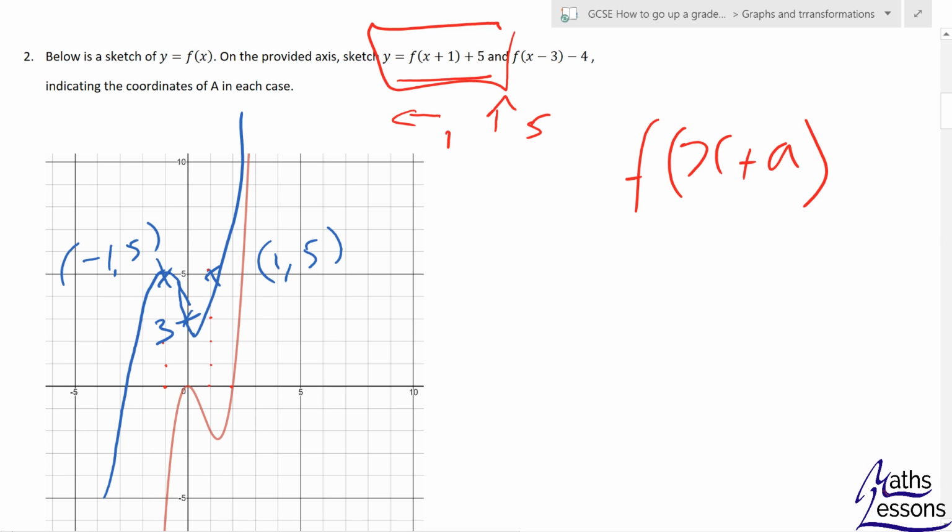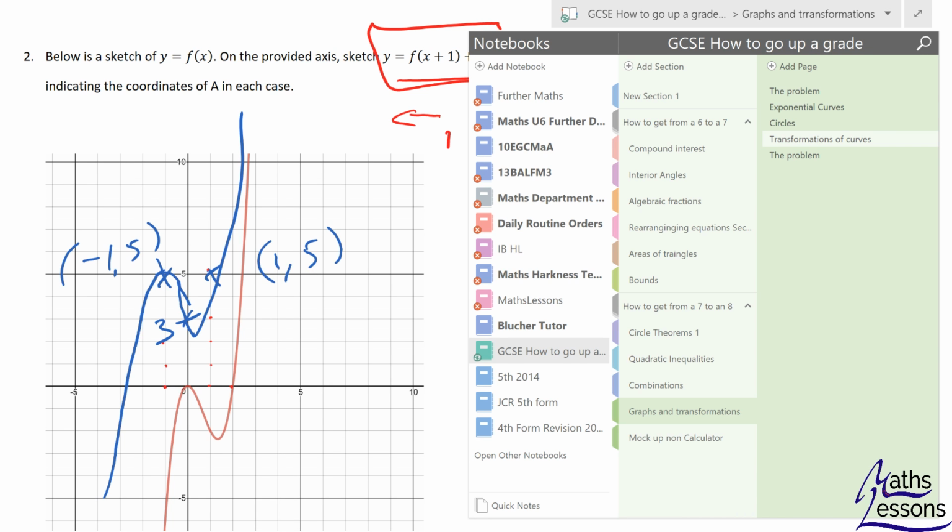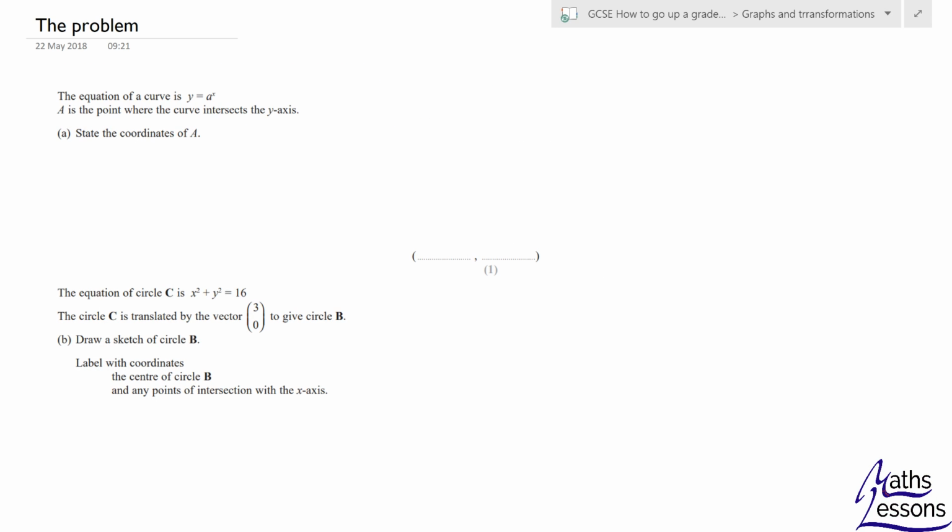Anyway, I'm not going to spend too much time with that. I want to get on to the non-calculator paper I've done for you. Let's have a look at the problem that caused the issue. I'm going to give you just 3 minutes to work your way through this problem.